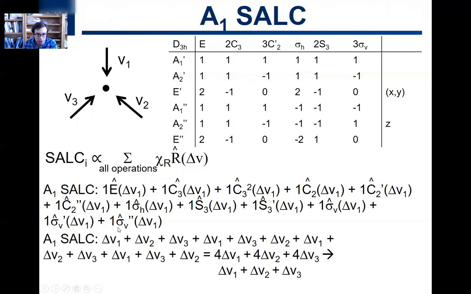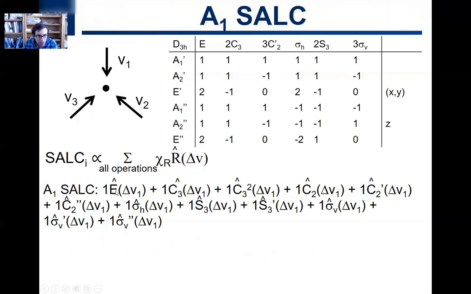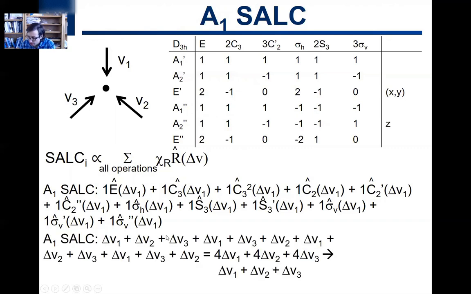So let's go through this. First of all, we're going to apply these operations to all these vectors, okay? And then we also are going to multiply the result by the character in A1 prime. Now the character for all the classes is 1, so that's why we have 1s across the board here. All right, so let's go through this and see what we get. The first one is identity on V1. Now we know that the identity on V1 is just equal to V1. So we have 1 times V1, that gives us V1.